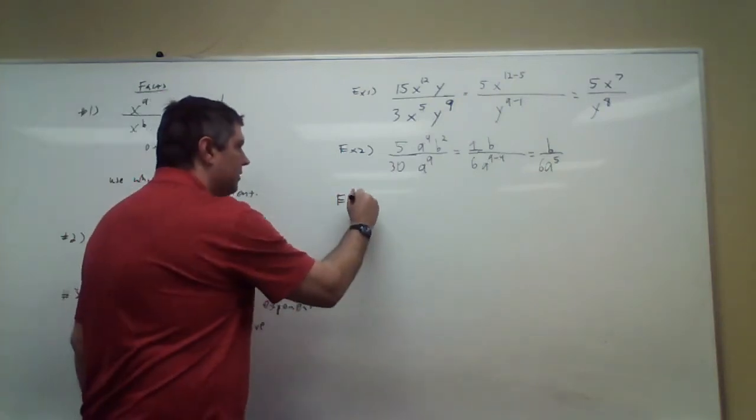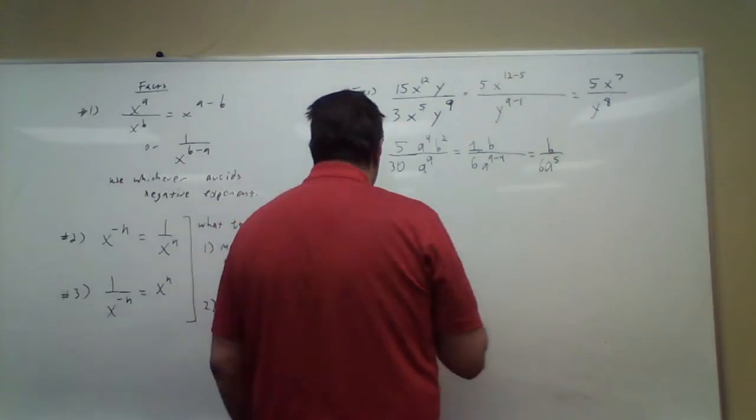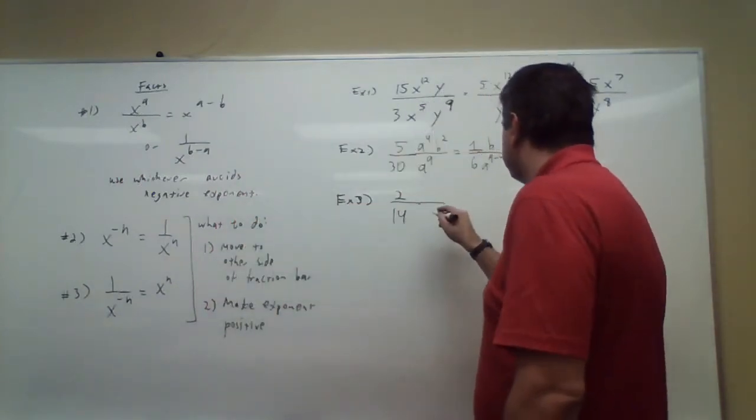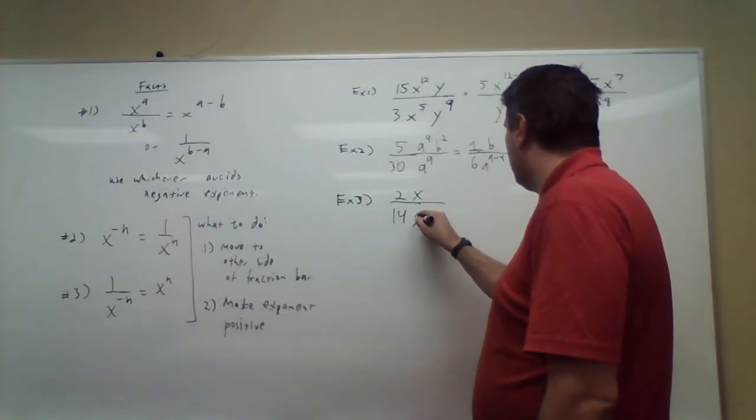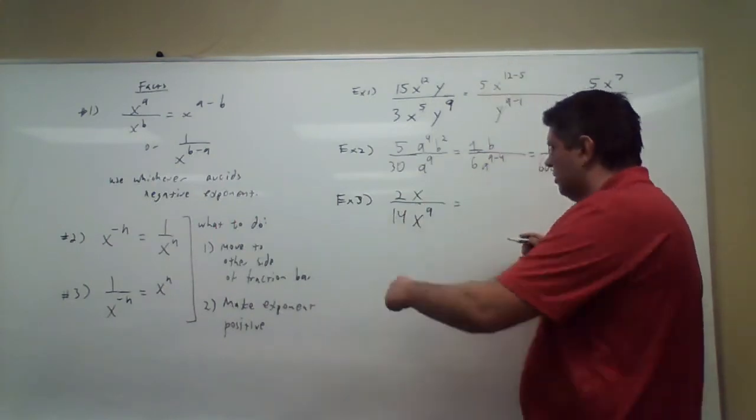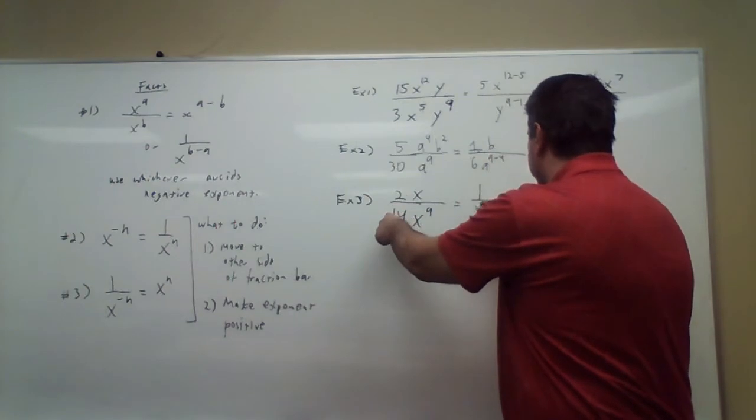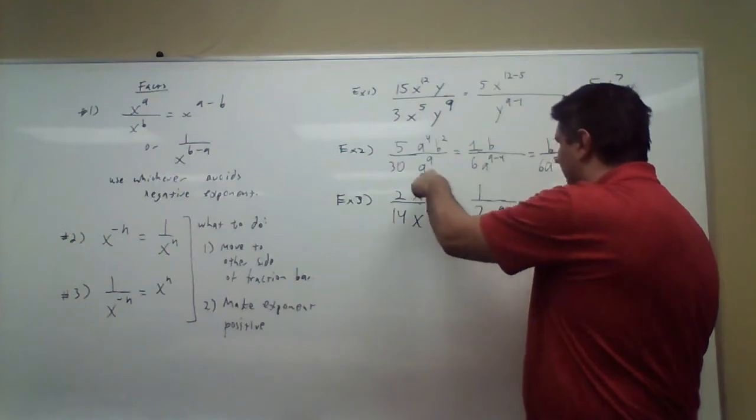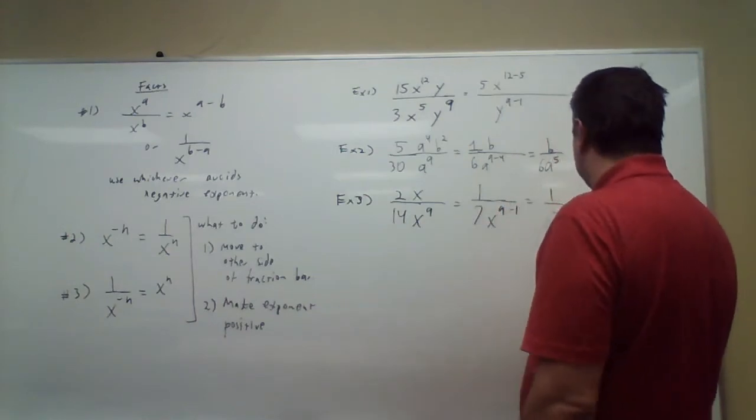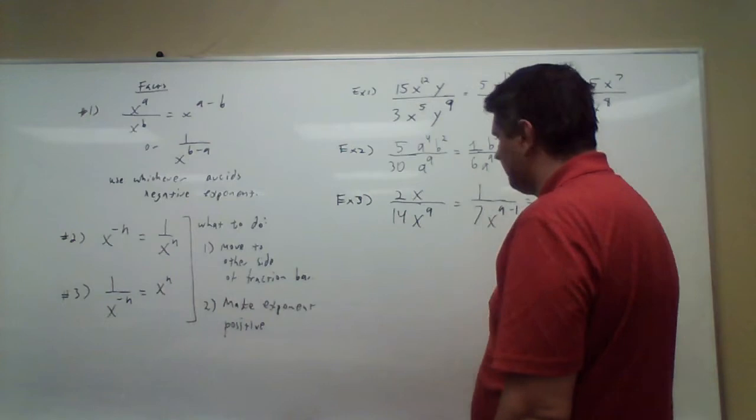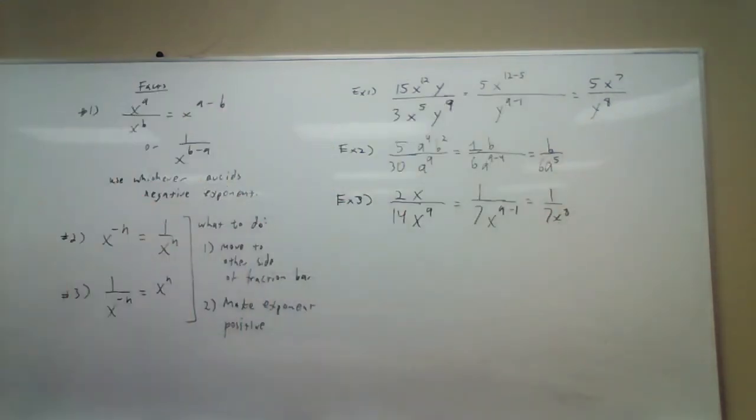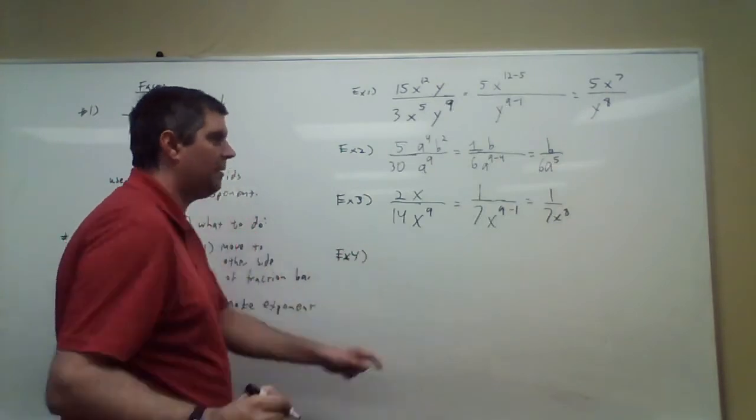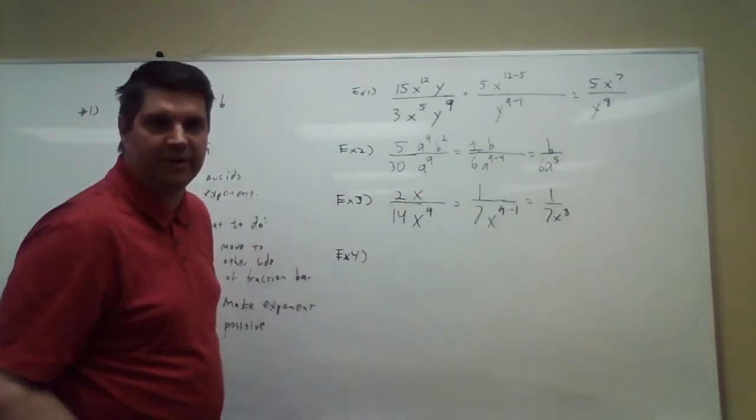What do I mean by that? Well, how about this? 2/14 x over x to the 9th. Well, 2/14 reduces to 1/7. And then the power of x is higher down here, so 9 minus 1, subtract the other exponent, I end up with 1 over 7x to the 8th. Remember, a numerator cannot be blank. You have to have 1 if everything's gone.